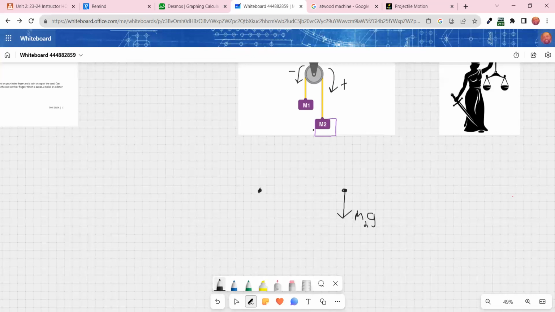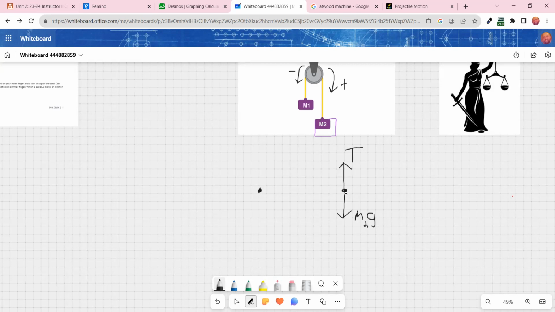What other force is acting upon this block, M2? Someone help me out here. I have gravity pulling this block down. What other force is acting upon this block? The force that's pulling it up, right? It's not a normal force because normal force comes only from a surface. You could call it an applied force, but whenever we have a rope, we call that force capital T. What does the capital T stand for? Tension. Whenever we have the force in the rope, we call it tension.